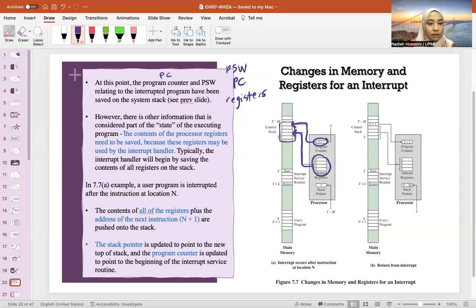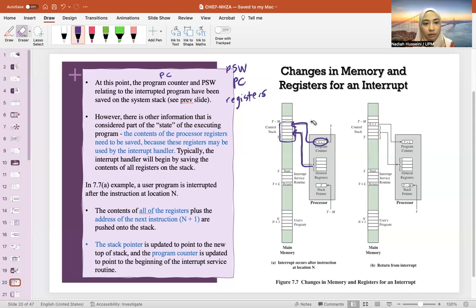However, there is other information that is considered part of the state of the executing program: the contents of the processor registers, which I told you earlier, the general registers, because these registers may be used by the interrupt handler. So why are we saving this? Because the interrupt handler may utilize them. And if the interrupt handler utilizes these registers, whatever data is stored in them will be wiped out. So before that happens, you put it onto the control stack so that you can continue working on that data later on. Again, you are transferring your program counter, PC, PSW, and general registers onto the control stack.